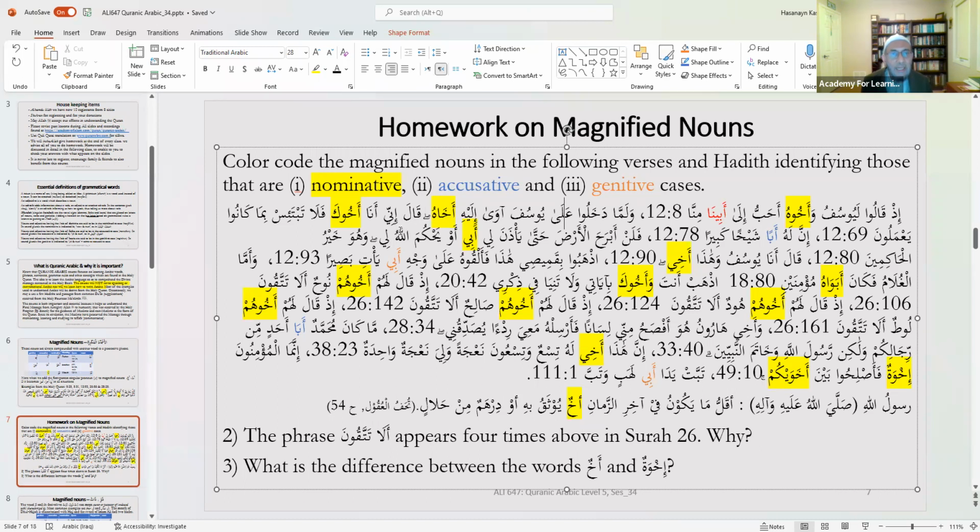Kala inni ana akhuka. And of course, by calling him closer, then he says, indeed, I am your brother, ana akhuka. Ana, so you can see this is mubtada and khabar, that I am your brother. This is mubtada and khabar, and this is all nominative. Inni akhuka. فَلَا تَبْتَئِسْ بِمَا كَانُوا يَعْمَلُونَ. Don't be despaired regarding what they do. So this is all nominative.